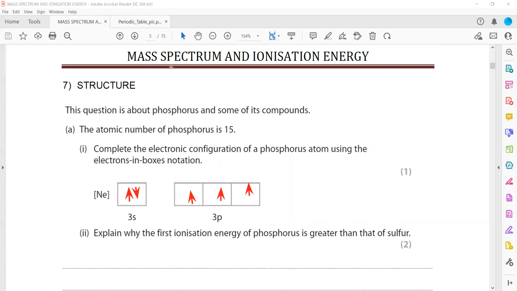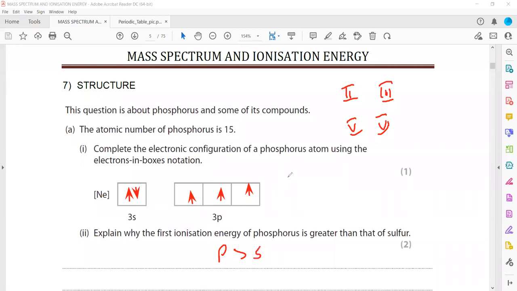Explain why the first ionization energy of phosphorus is greater than sulfur. So the best way, as we already discussed, is that either there will be a difference between 2 and 3, or there will be a difference between 5 and 6. So why is the ionization energy of phosphorus more than sulfur?